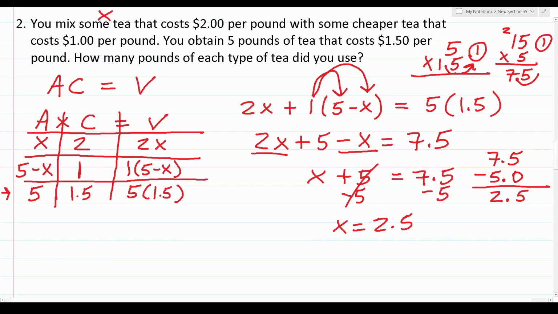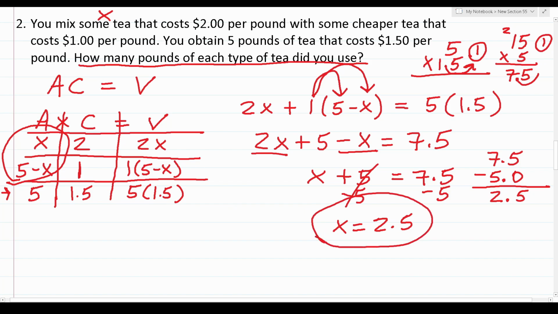All right, so this question asks us ultimately to determine how many pounds of each type of tea did you use. Well, those are right here. Again, we used x amount of this first type of tea and 5 minus x amount of this second type of tea. So the first type of tea is just x, so that's 2.5 pounds of that. The second type of tea is 5 minus x, and we know x is 2.5, so we can plug that in. 5 minus 2.5 is 2.5.